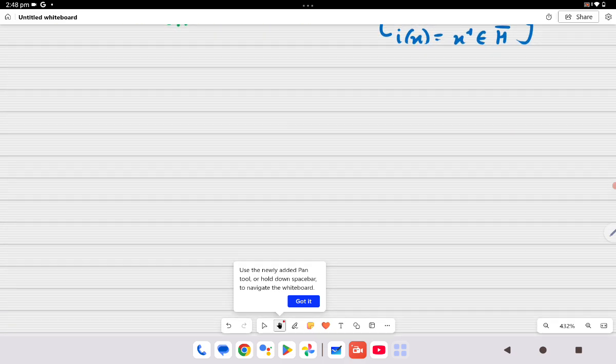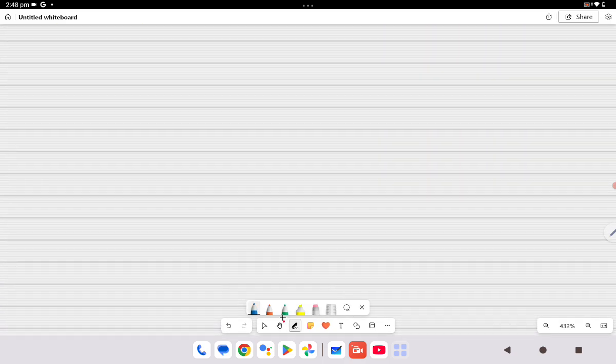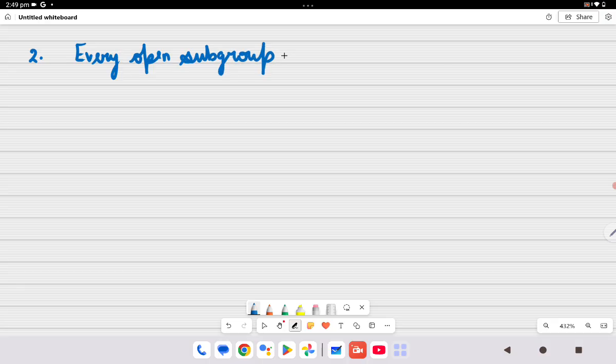All right, now let us have a look at the second result. What is our second result? So it says that every open subgroup of G is closed. अगर आपने कोई भी एक ओपन सब ग्रुप लिया है ग्रुप G का, say H, then it is closed also. Okay, so let us suppose H be a, this is the proof.